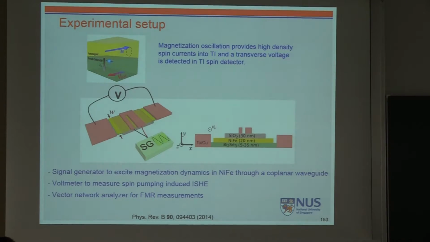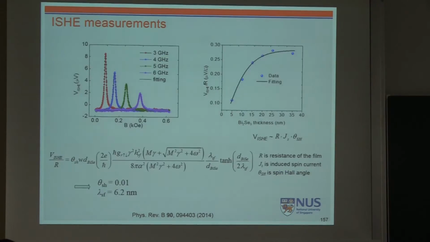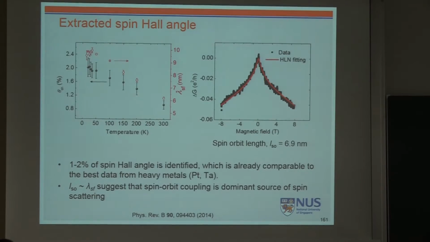So our choice of method was spin pumping. Basically we change the magnetization and inject spin current, and we look at the inverse spin Hall measurement and detect the voltage. So I'll just go directly to the data. At room temperature, we see the spin Hall angle is only 1%. In terms of ratio, it's 0.01, very small, much smaller than that of platinum or tantalum. So very disappointed. Then we cool down.